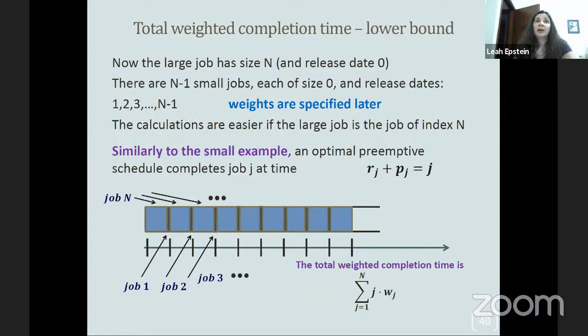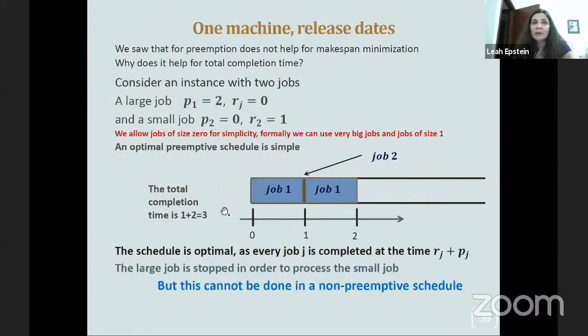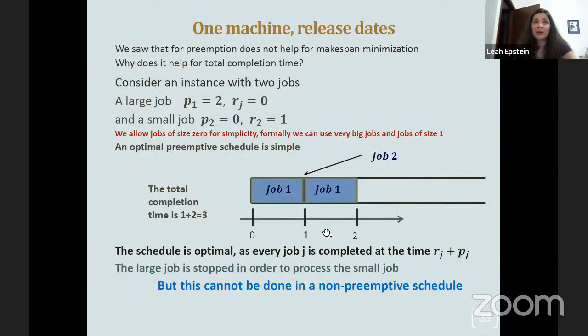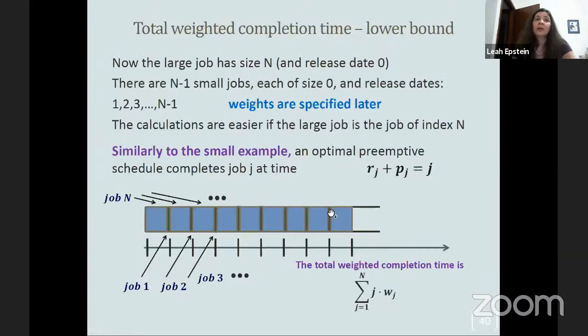All right, so how do you generalize it? Because I promised you, let's go back, I promised you a lower bound of e over e minus 1, which is approximately 1.581. And I only proved the lower bound of 4/3. The reason is that this is not the example, but the example looks like this. Here, the large job doesn't have size 2, but it has size n. Maybe it's the same because n is the number of jobs. In that example, there were 2 jobs.